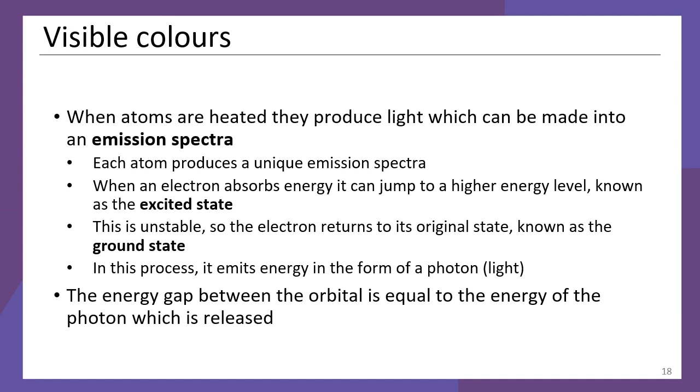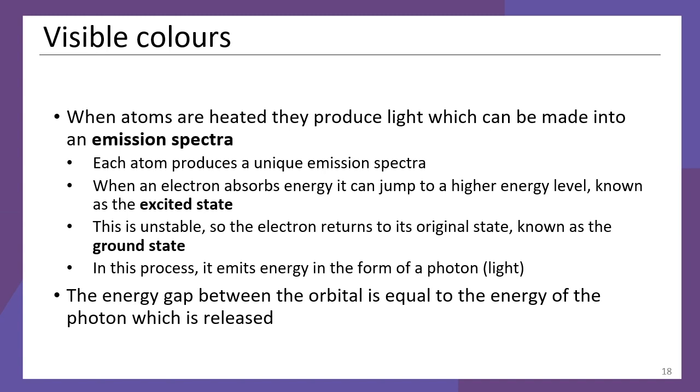Now the neat property when we're looking at this is to then apply it across to our visible colours. So when our atoms are heated, they can produce light, which is made into an emission spectra, and we've got our unique emission spectra. Electrons absorbing energy can jump to a higher energy level, the excited state. So if you look at the electron configuration and it seems incorrect, it's not following the Aufbau principle, we've got things at a higher energy level before filling up the lower energy levels, that might be because it's been excited.